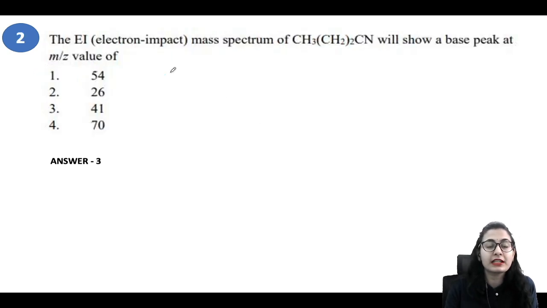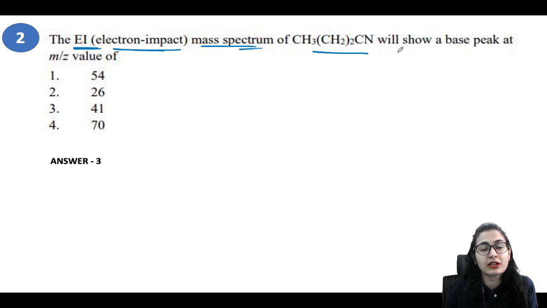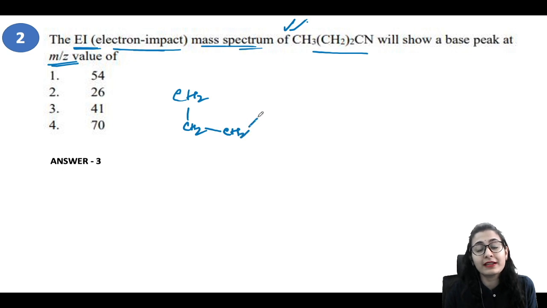Okay. Next question. The electron impact mass spectrum of this particular compound will show a base peak at m by z value of. Now this exact question has come in GATE, I guess 2014 or 15, I don't remember the year, but this is a question which was asked in the GATE examination before. So that's why we always say that practicing previous year questions will be very good for all of you.